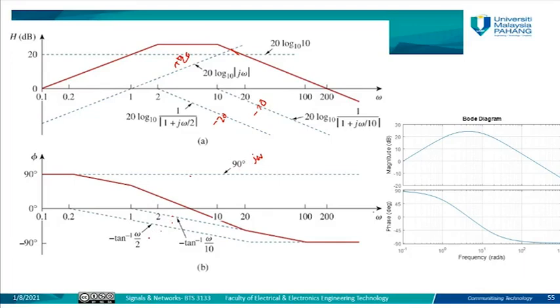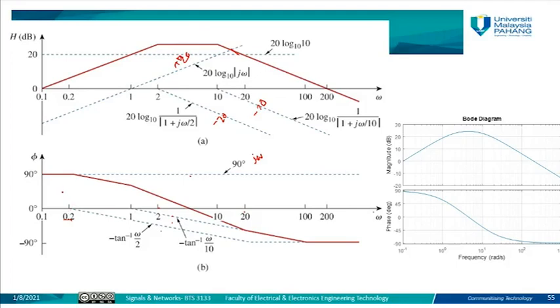The angle for 1 plus j omega over 2 starts from omega over 10, which is 0.2, until 2, then 20. So these are the 3 points of change for the first order element j omega over 2.